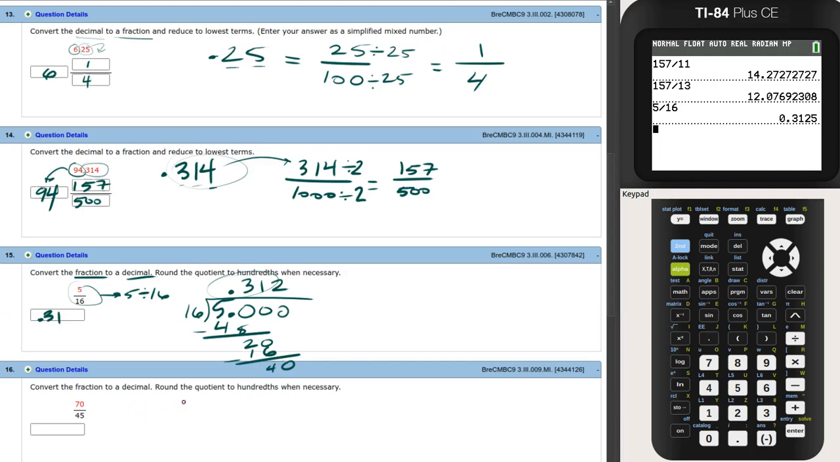And so we could give it a shot on the next one. It's 70 45ths, and so 70 divided by 45. It's 1 point. Looks like that 5 is just going to be repeating forever, but we're just rounding to the hundredths, of course. So 1.56 will be the answer for this one.